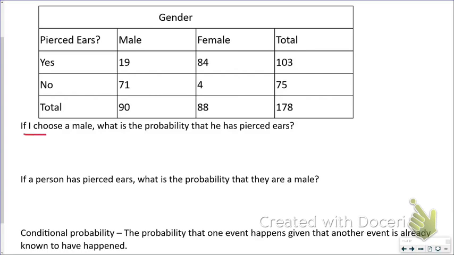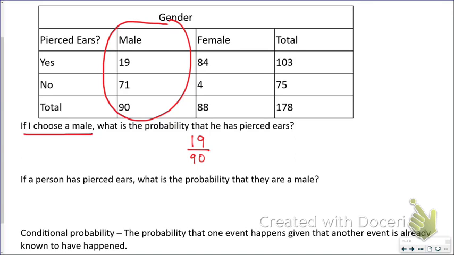If I choose a male, that means I have a male standing in front of me. I am only looking at these values. What are the chances that that male has pierced ears? So when you say if it's a male, now we're talking about out of 90. Let me write that better. And there are 19 people with pierced ears. And that's it. That's conditional probability.